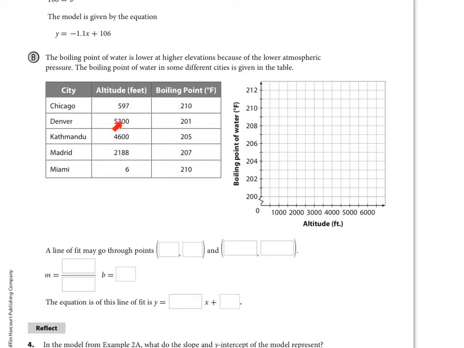And so you can see when the altitude increases, the boiling point of water actually goes down. So we're going to graph these because these represent points. The x is the altitude, and then the y is the boiling point of the water in degrees Fahrenheit. So Chicago, 597 feet, has a boiling point of 210, so that's about there on the graph. And I'm going to go ahead and just not talk the whole time, just going to graph it.